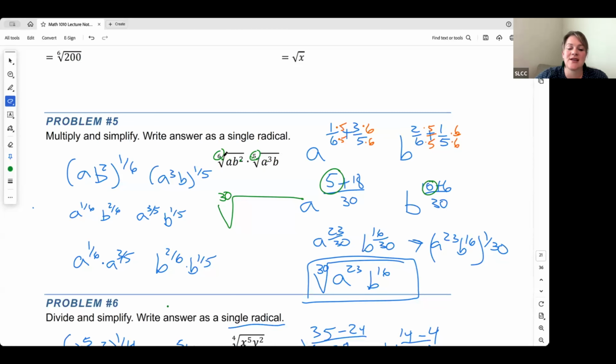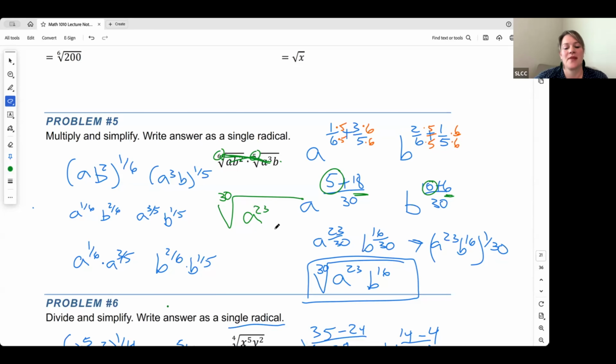Then I crisscross. 6 times 3 is 18. 6 times 1 is 6. So that's where you get 18 and 6. Start with your index. 6 times 5 is 30. I put my new index. Then I consider the a's. It will be 5 times 1 and 6 times 3. So 5 times 1 is 5. 6 times 3 is 18. So 5 plus 18, 23.